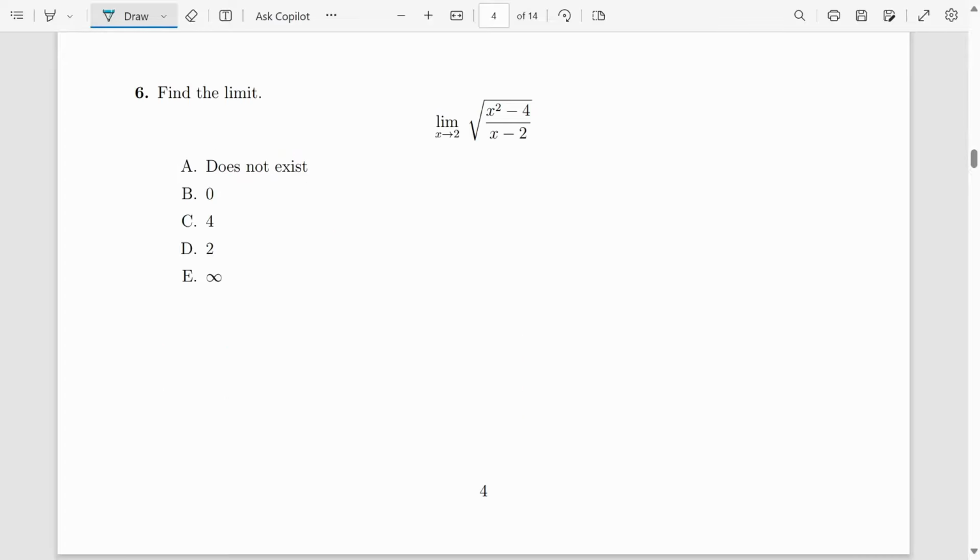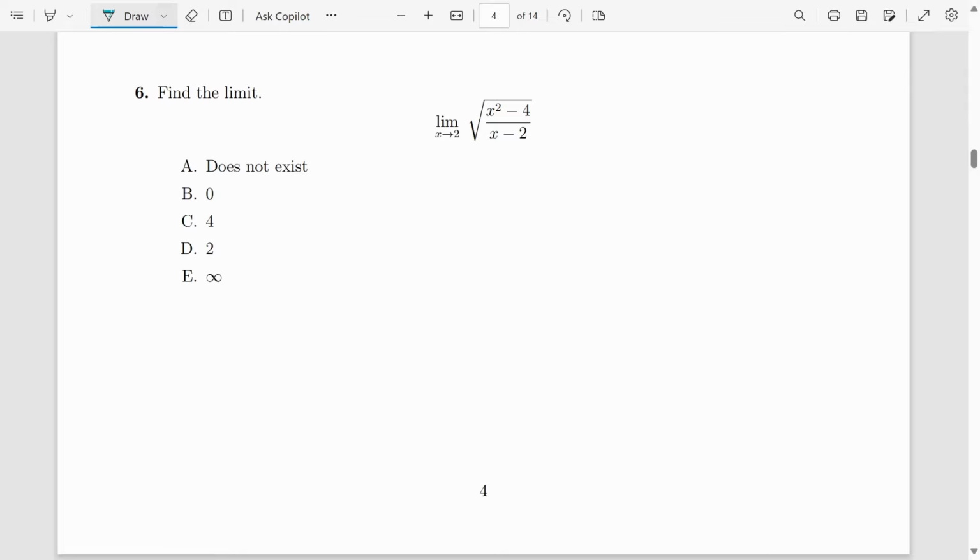Question 6, find the limit. The problem with this limit is if we plug in the value that x approaches, we'll be left with 4 minus 4 over, not 0 minus 0, it'll be 2 minus 2. The denominator here becomes 0, and we can't divide by 0, that's no good.